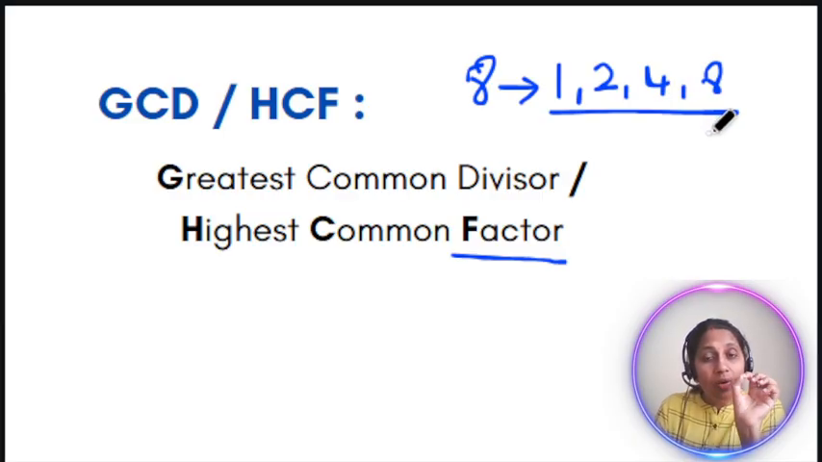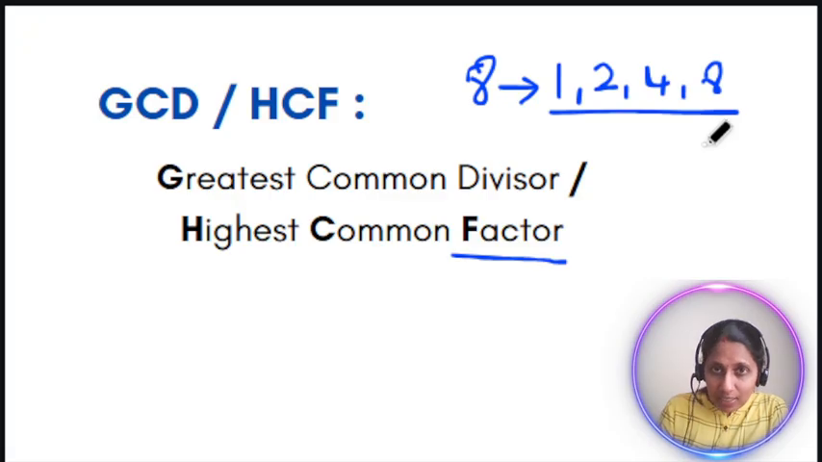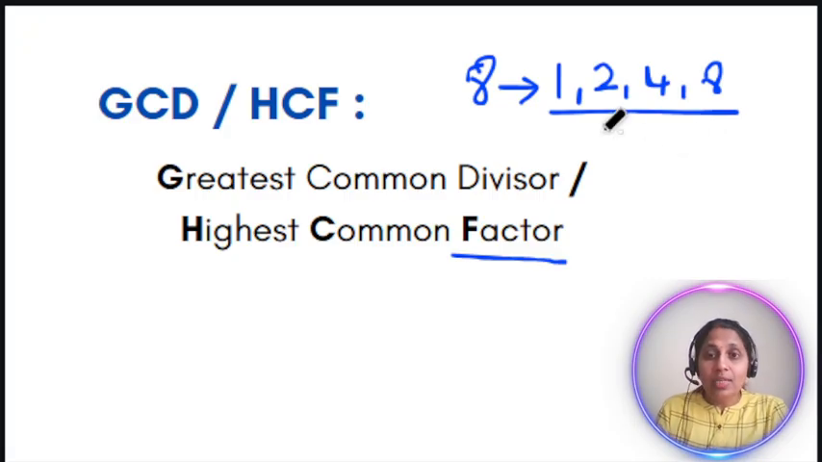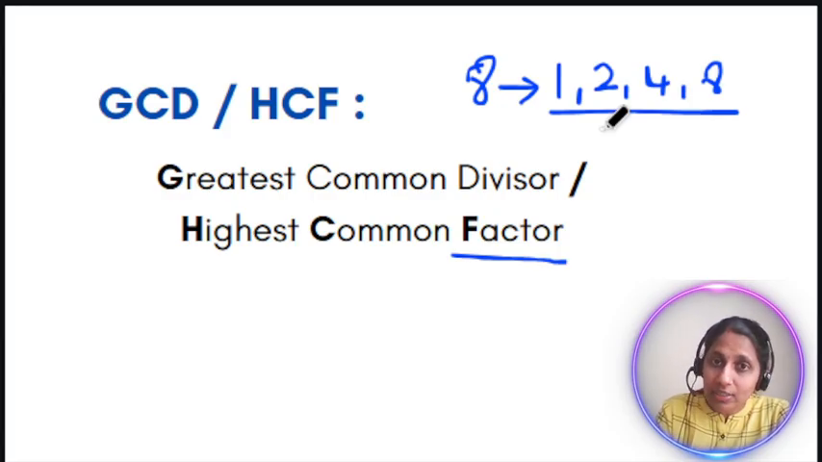Note that all the factors are divisors. So obviously the factor will be either equal to the number or smaller than that number. It will not be a bigger number. And there will be only a finite number of factors because, as we said, they are smaller. So the numbers will be countable because they will be within that number only. So all the factors are smaller than the number and they are finite.